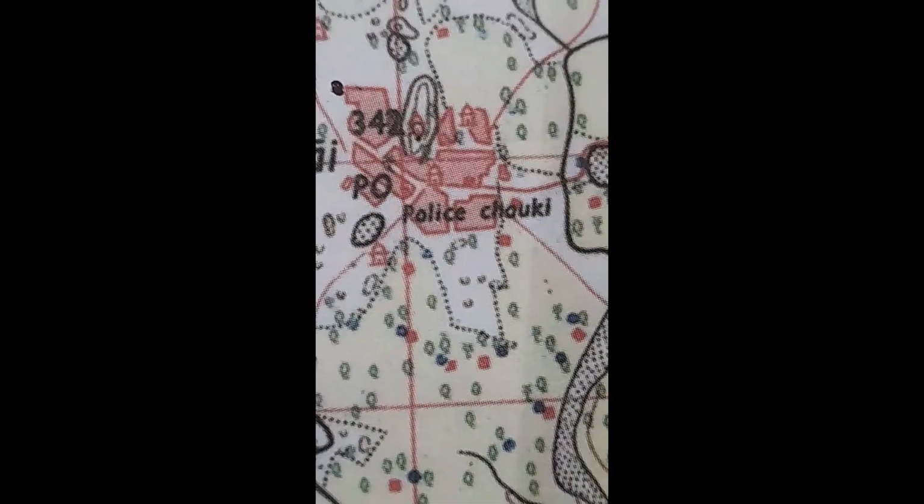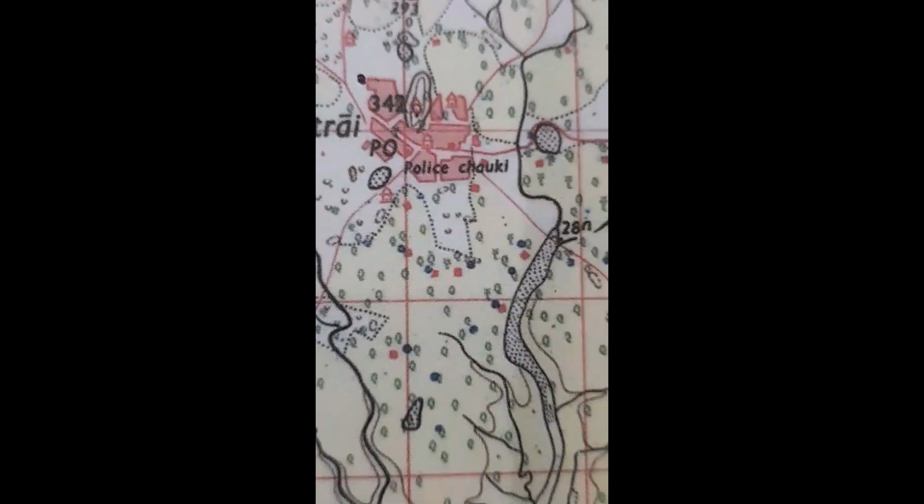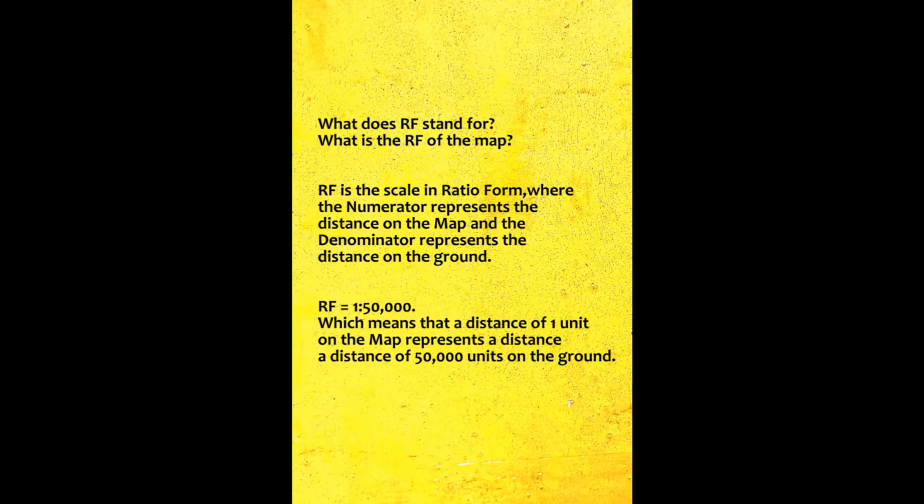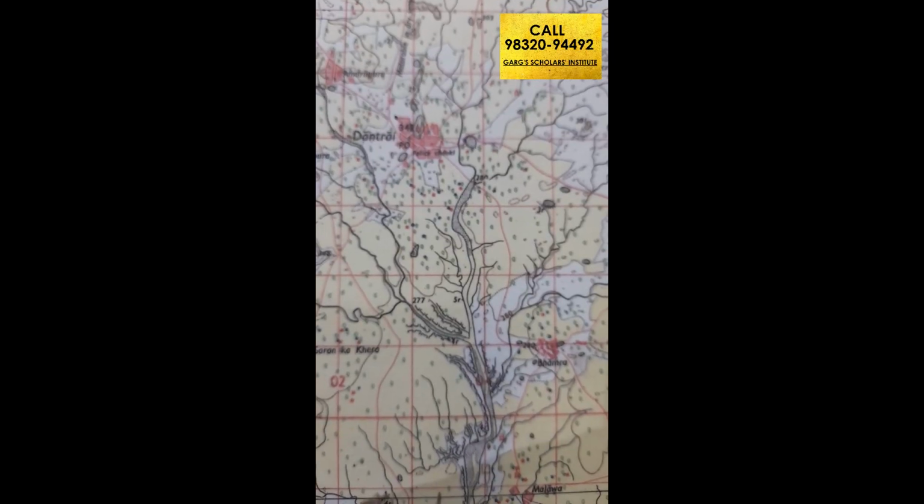Next question. What does RF stand for? RF is a scale in numeric ratio, where the numerator represents the distance on the map and the denominator represents the distance on the ground. The scale of the map is 1:50,000, which means that a distance of 1 unit on the map represents a distance of 50,000 units on the ground. Don't say in the ground, it is on the ground.